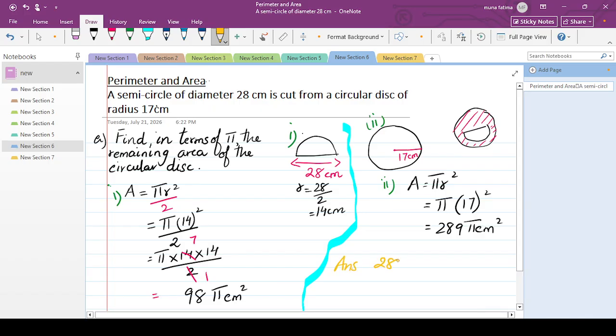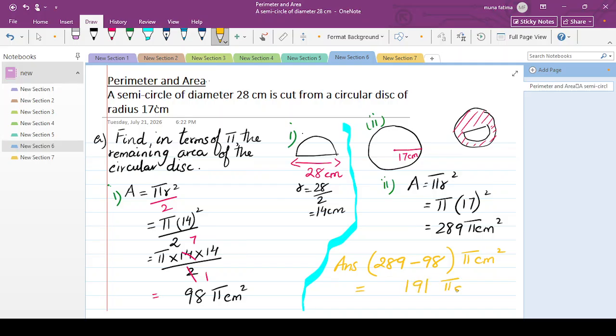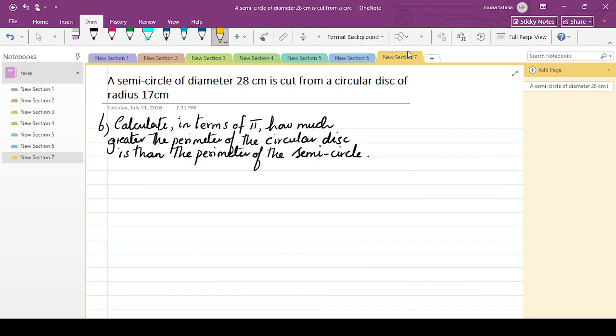289 minus 98 pi centimeters squared, and this is equal to 191 pi centimeters squared. This completes this part. We have another part. Now we're supposed to calculate, in terms of pi, how much greater the perimeter of the circular disc is than the perimeter of the semicircle.